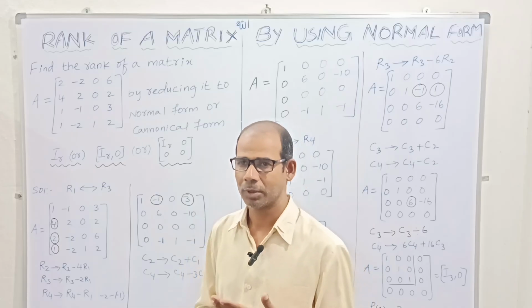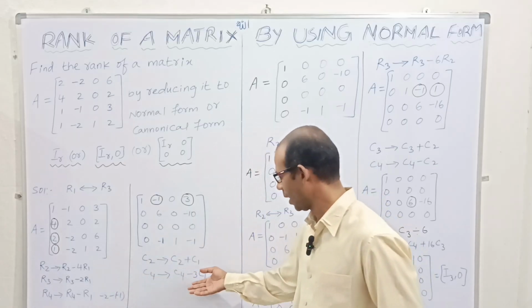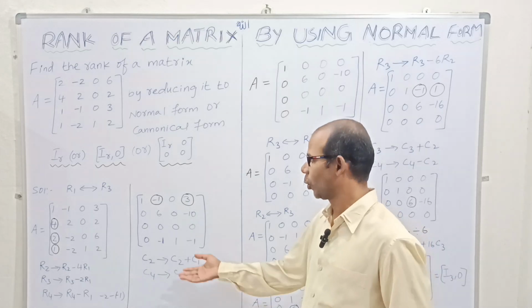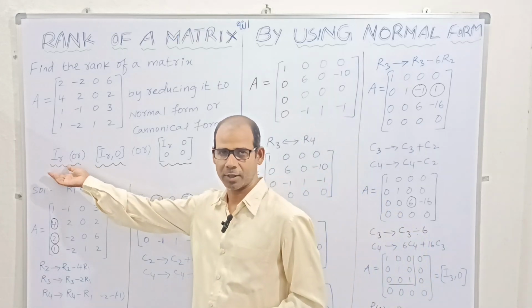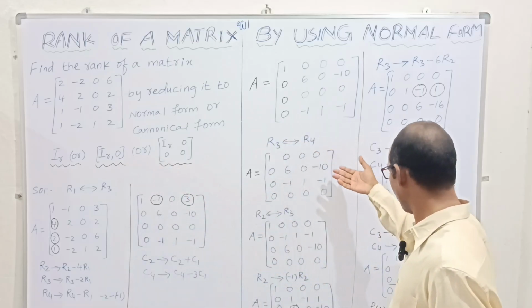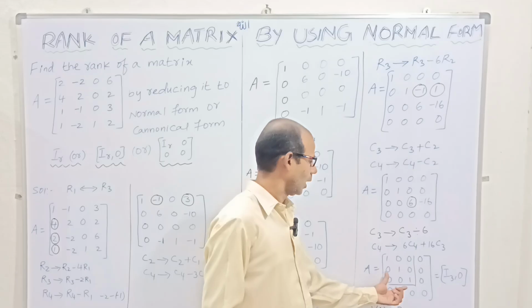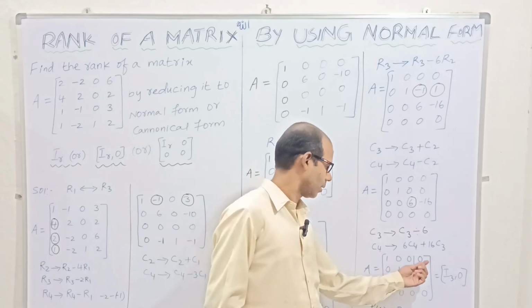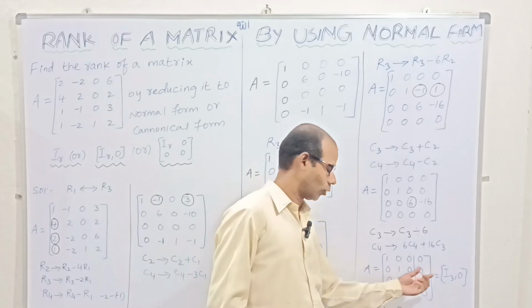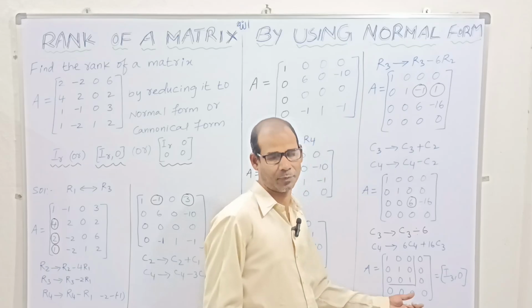So in the normal form we use both the row transformations as well as column transformations to reduce the matrix into an identity matrix, like this form or this form. So therefore we have reduced the matrix into an identity matrix of order 3 and remaining zeros. So therefore the rank of the given matrix A is 3.